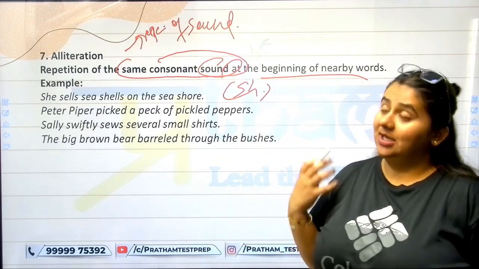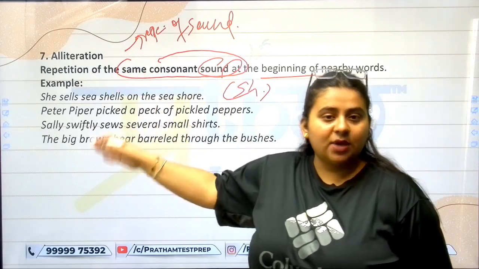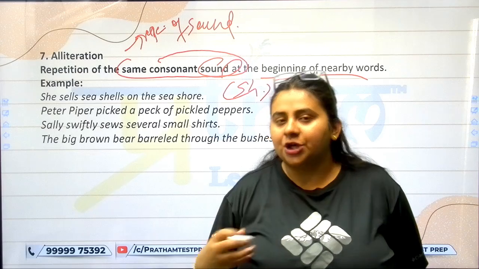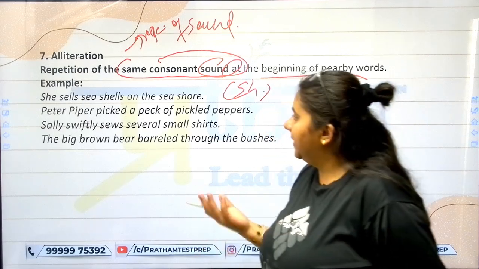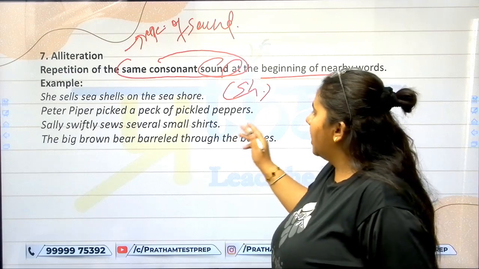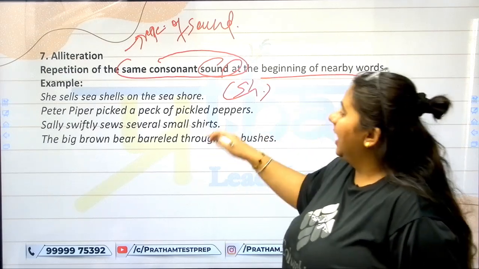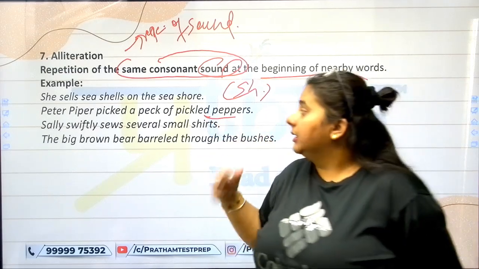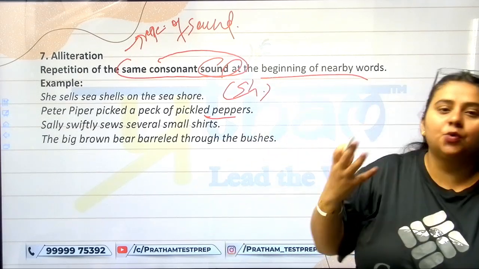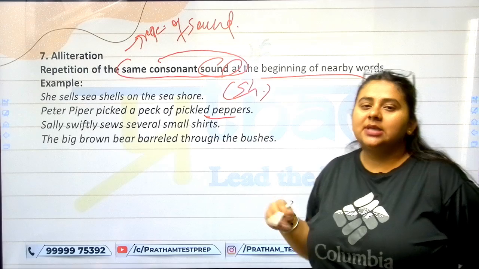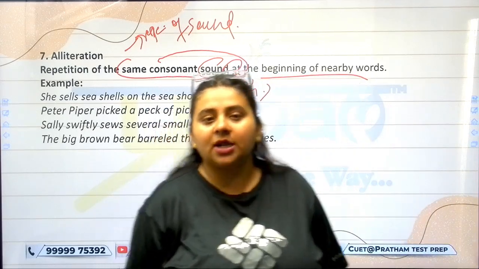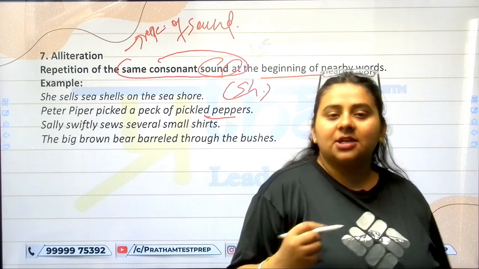So in short, this would be very clear to you guys from these two examples that in alliteration we basically talk about the tongue twisters. Similarly, Sally swiftly sweeps several small shirts. Now again, the s sound was there, in the other one the p sound was there, then the big brown bear barreled through the bushes. So that b sound was there. So whenever you see tongue twisters, you can easily take a guess that that would be an example of what? That would be an example of alliteration.